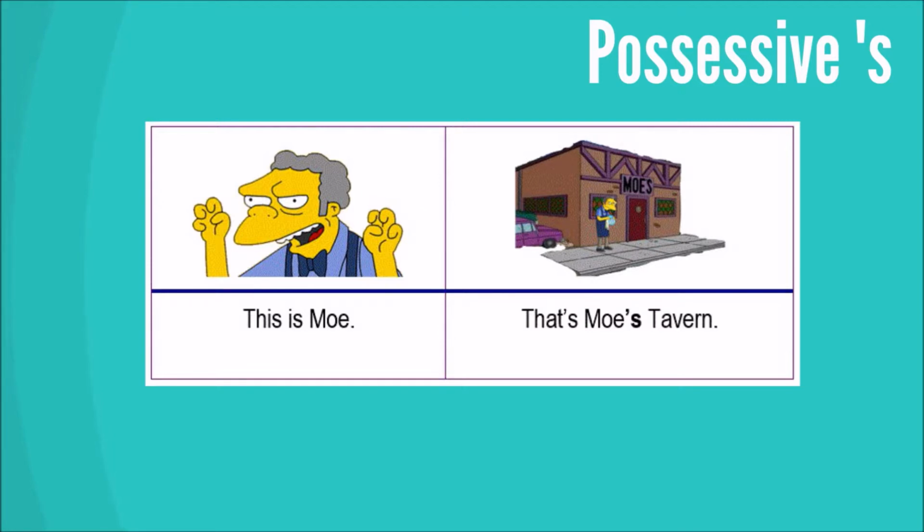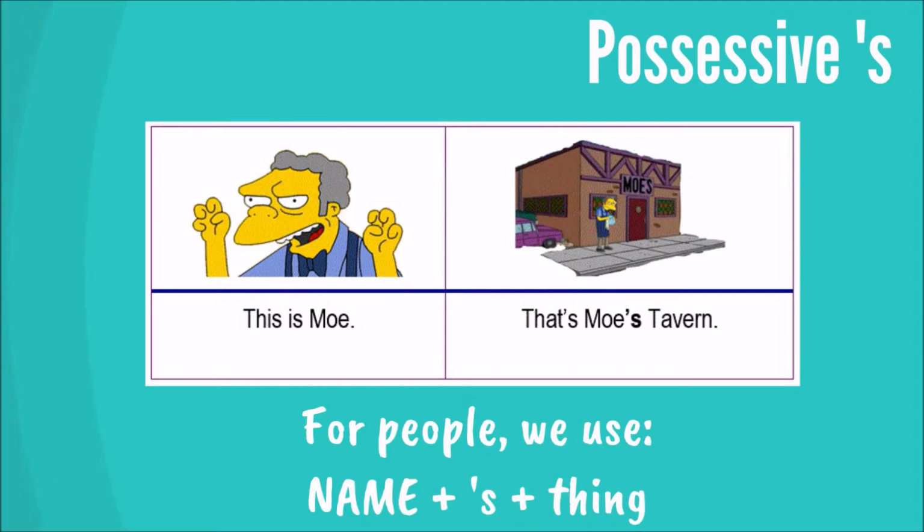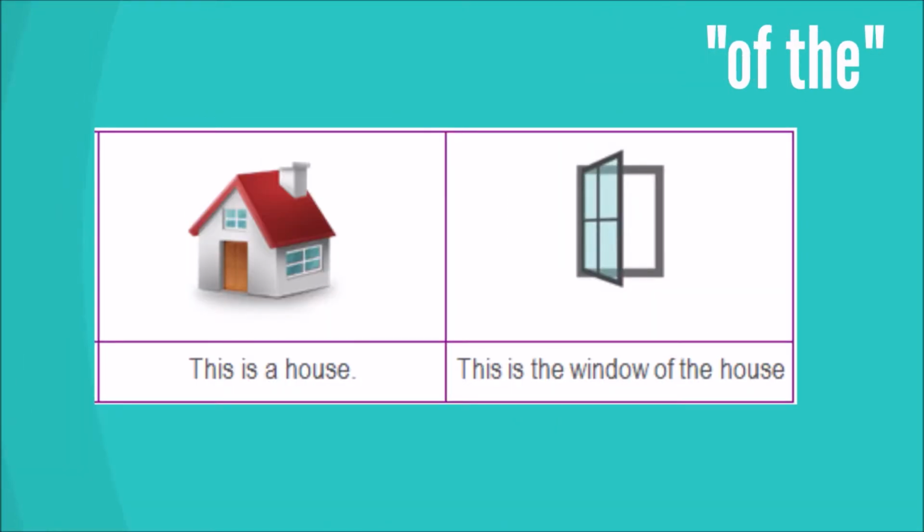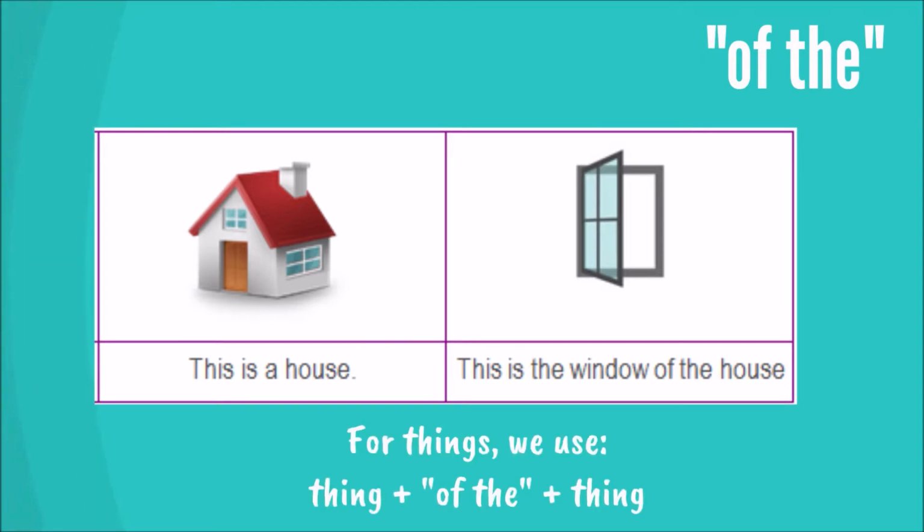Possessive S. This is Mo. That's Mo's tavern. For people, we use name, apostrophe S, thing. This is a house. This is the window of the house. For things, we use thing, of, the, thing.